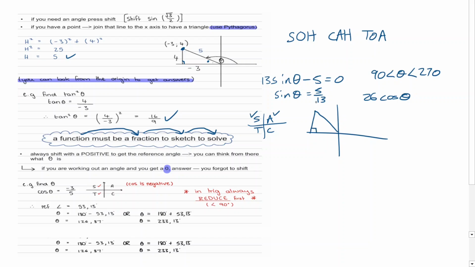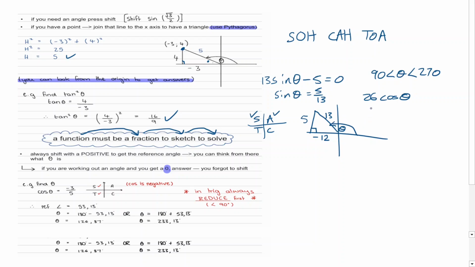Sine is opposite over hypotenuse, opposite, and the 13 must be your hypotenuse. To be fastidious, this is where your theta would be. How do I get the other side? I'm going to do Pythagoras. So it'll be 13 squared minus 5 squared, which is 144. And when I square root it, I get 12. But I must pause for a sec just to think, where am I? I'm actually where x is negative. So it will be -12.